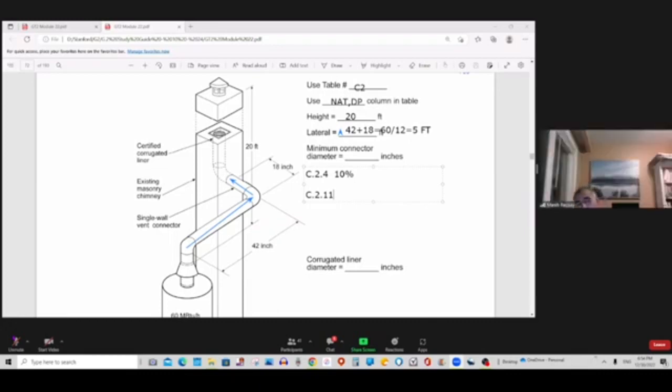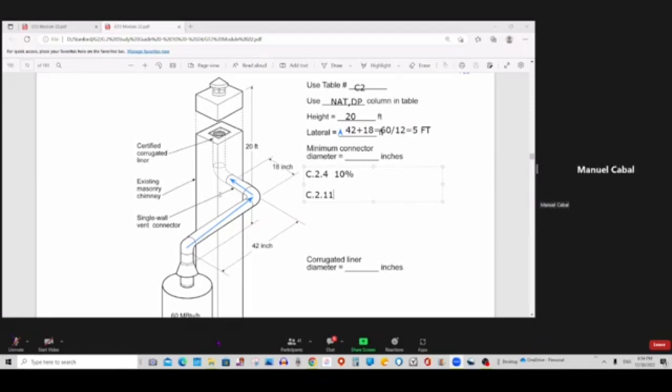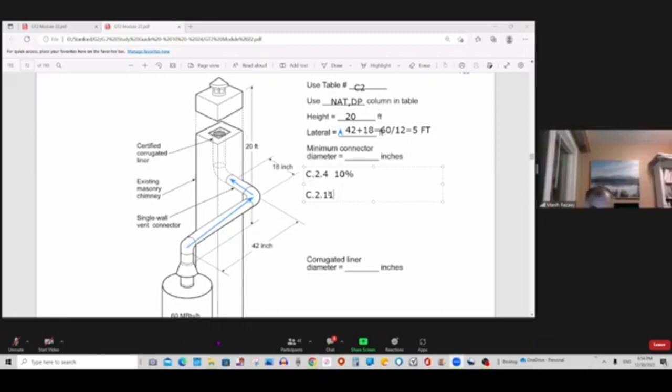Yes. So those tables should have two 90 degree turns, right? Now this one has 3. Yes, sir. Continue, please.